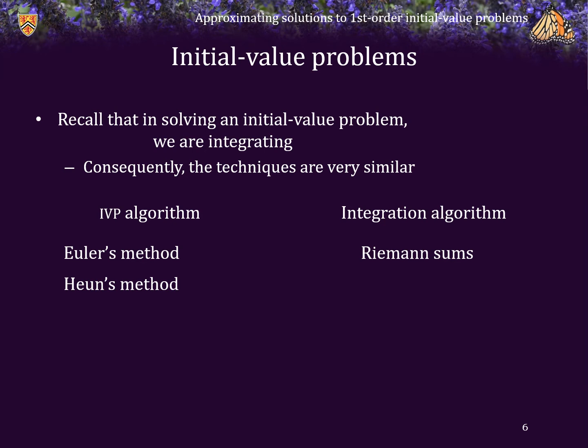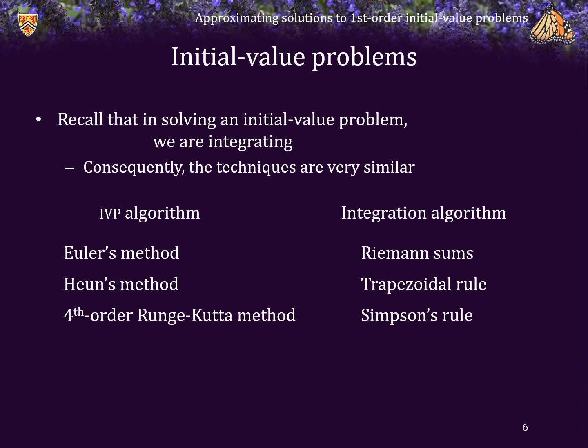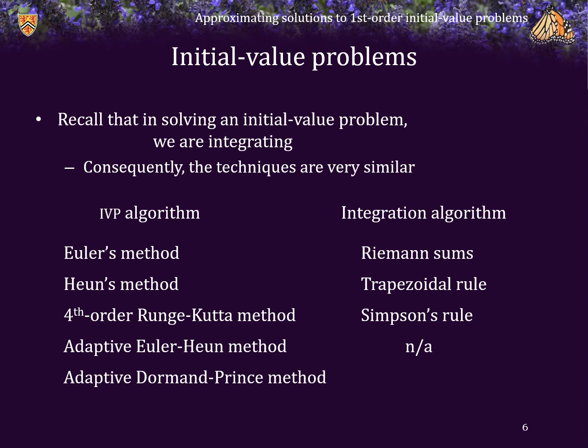Heun's method we're going to see is actually similar or parallel to the trapezoidal rule. Fourth order Runge-Kutta is actually an analog of Simpson's rule. And then we will start moving on to adaptive techniques. We're going to look at adaptive Euler-Heun, and there's no real equivalent in integration algorithms. Adaptive Dormand-Prince, again, no equivalent, but we'll also look at something called the backward Euler method. Again, no real equivalent version.